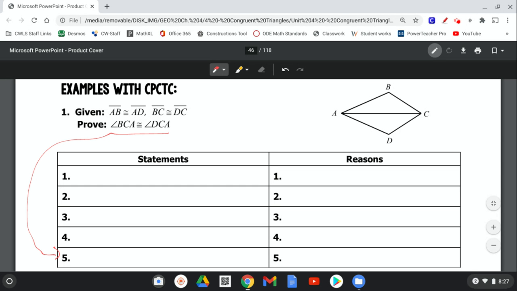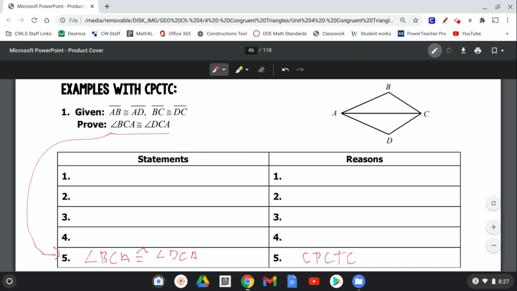For this, the proof still goes in the last box, and since it's an angle, it's a part. So we fill that in: angle BCA is congruent to angle DCA. We know the reason for that, so we can jump the gun a little bit. It's going to be CPCTC.